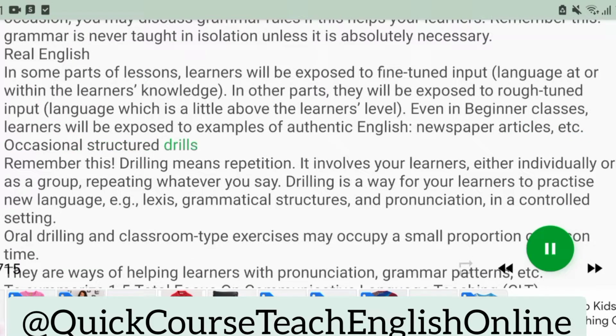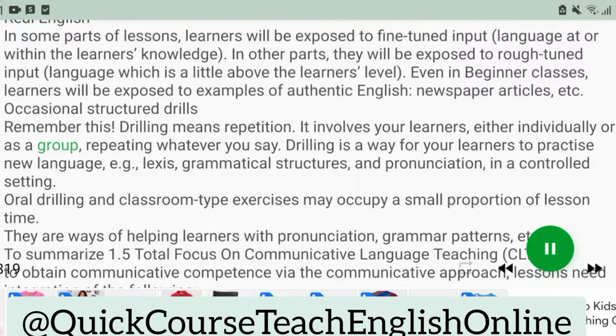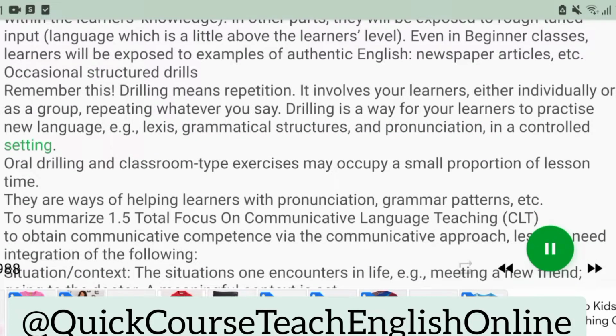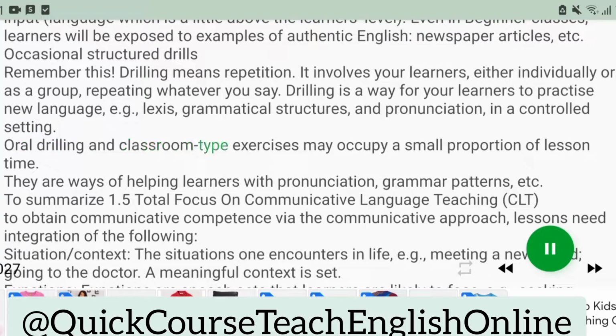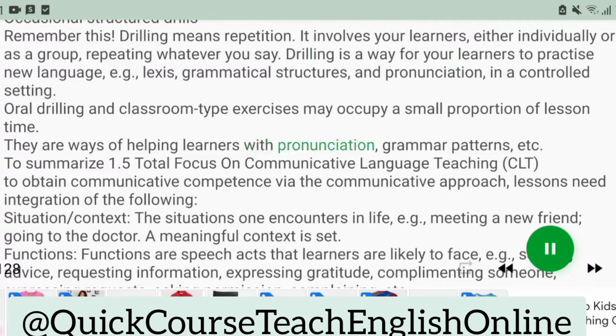Occasional structured drills. Remember this: drilling means repetition. It involves your learners, either individually or as a group, repeating whatever you say. Drilling is a way for your learners to practice new language, e.g., lexis, grammatical structures, and pronunciation, in a controlled setting. Oral drilling and classroom-type exercises may occupy a small proportion of lesson time. They are ways of helping learners with pronunciation, grammar patterns, etc.